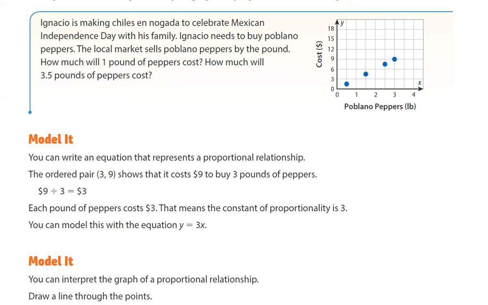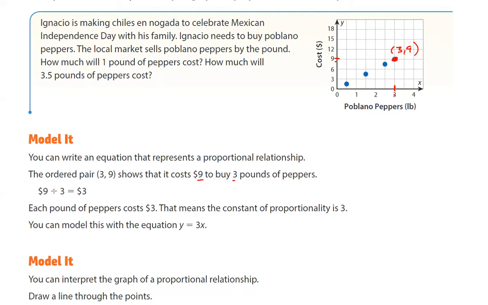So what they've done is they went and they found on here one of these points. And you only have to pick one because they're proportional. They're all equivalent to each other. So you only need to worry about 1 point. And that says that 3 pounds of poblano peppers is going to cost $9. So it says the ordered pair 3, 9 shows that it costs $9 to buy 3 pounds of peppers.